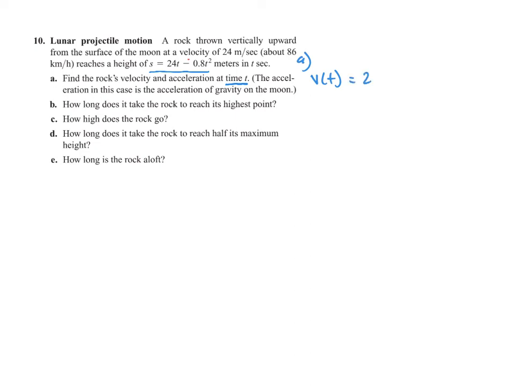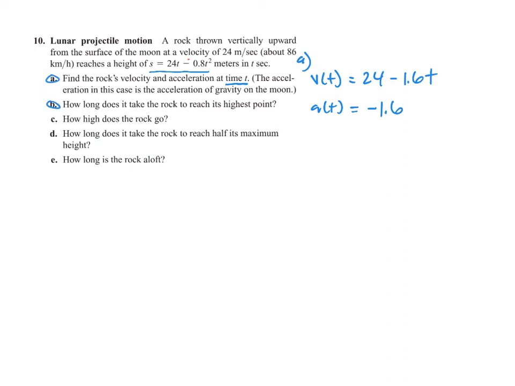So it's going to be 24 minus, let's see, 2 times 0.8 is 1.6 t. 24 minus 1.6t. And the acceleration, a of t, is the derivative of the velocity, so that's just going to be negative 1.6. So there's our 2 functions. And the acceleration here is due to the gravity on the moon, as it says. So we're done with letter A.